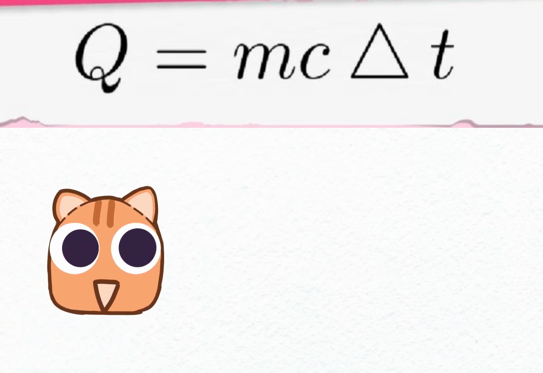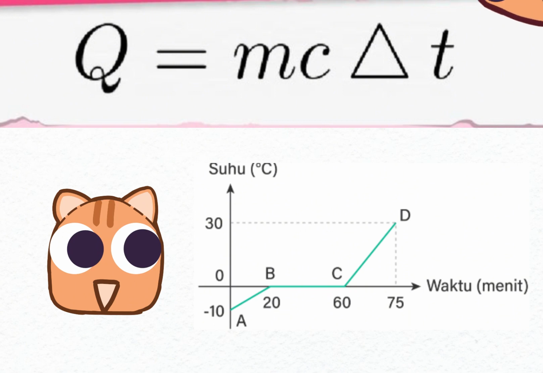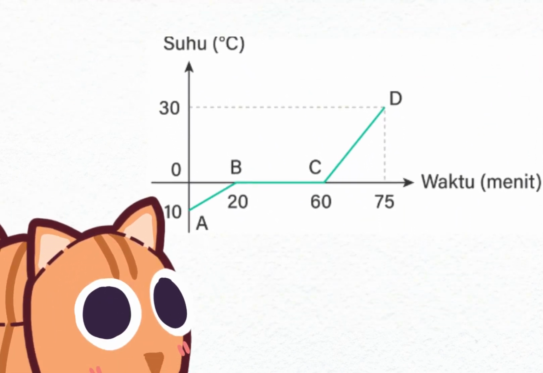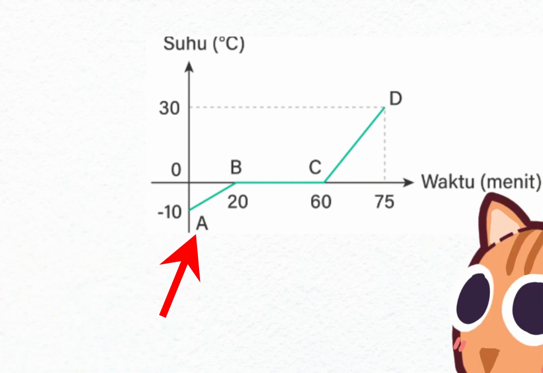The formula is typically used on a graph like this one. Usually, the question would already provide the specific heat of each section, but which is which? Here, we have rising and flat lines that differ in them.